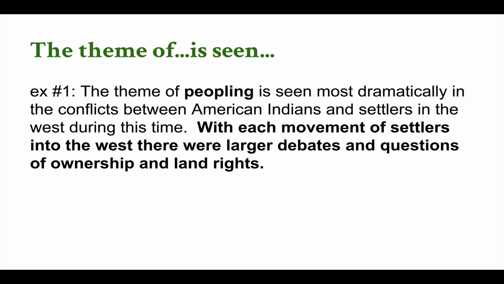It says, with each movement of settlers into the West, there were larger debates and questions of ownership and land rights. It connects what is going on here. People, American Indians, and settlers, great, it has something to do with peopling, but why does it have something to do with peopling? And you go on and explain how people moving creates questions of ownership and land rights. You would then add a little bit more.